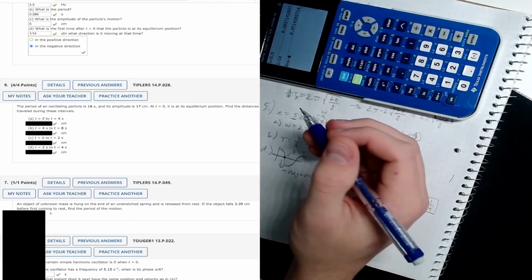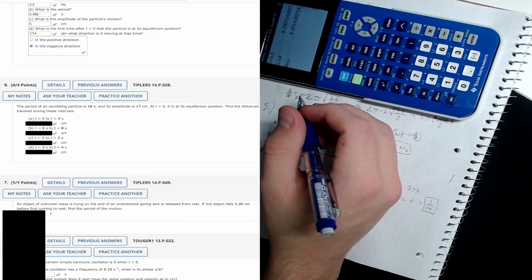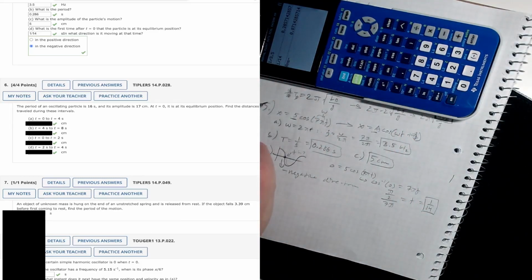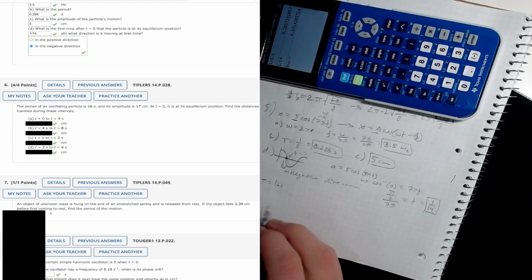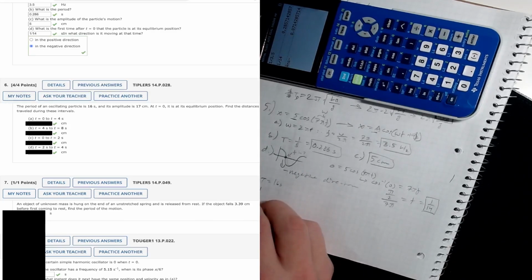The period of an oscillating particle is 16 seconds, and its amplitude is 17 centimeters. At t equals 0, it is at equilibrium position. Find the distances traveled during those time intervals. So, we know that the period is 16 seconds. We know that this is going to be the graph.